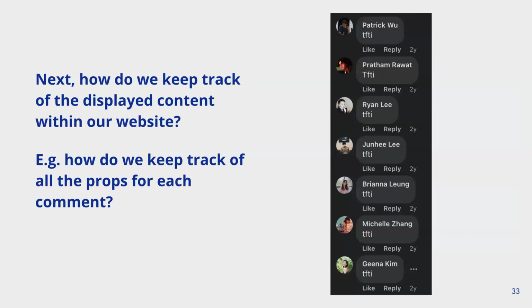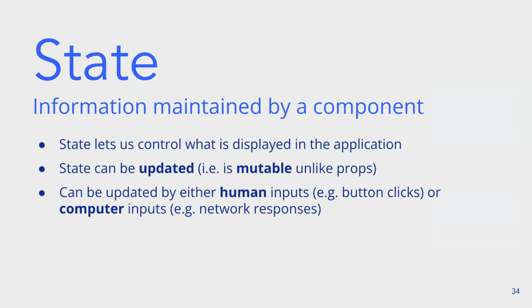The next question we might have is, how do we actually keep track of the displayed content? We just talked about props. How do we know what props to send down to each of these comment components? The way we do that in React is with state. State is information maintained by a component, and it lets us control what is displayed in the application.